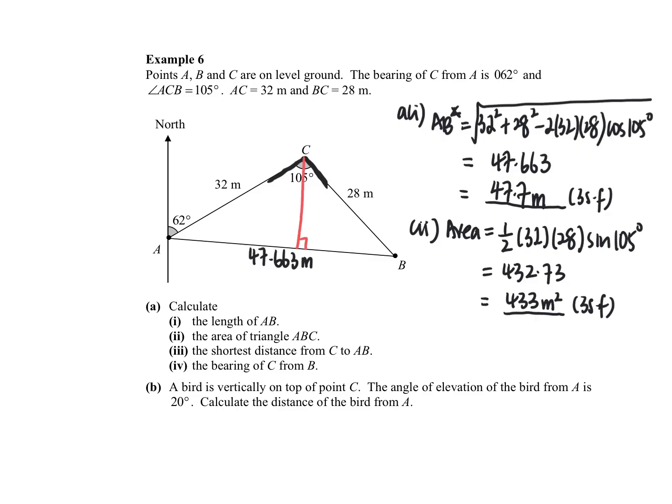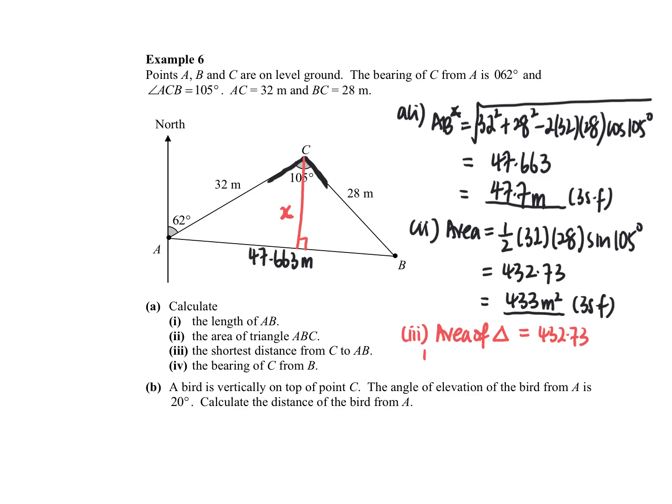Shortest distance means perpendicular distance. So how do you recommend I do this? I already know the area of the triangle is 432.73. You can find CA too. So let this be X. Let this be X. Is there a quick way that I can get the area?